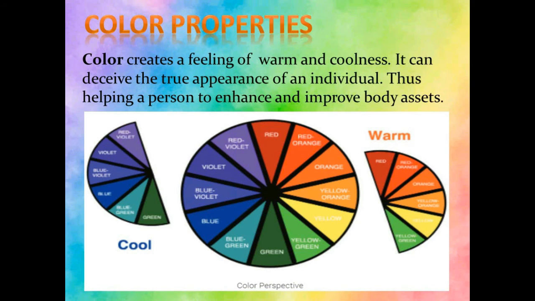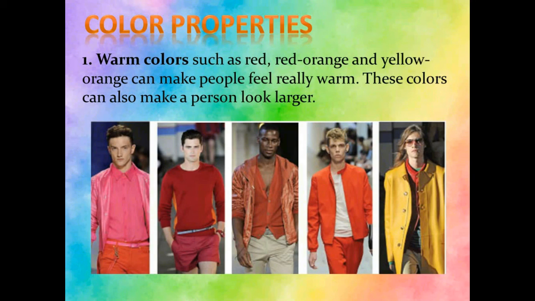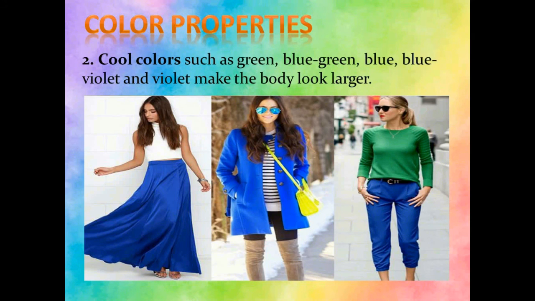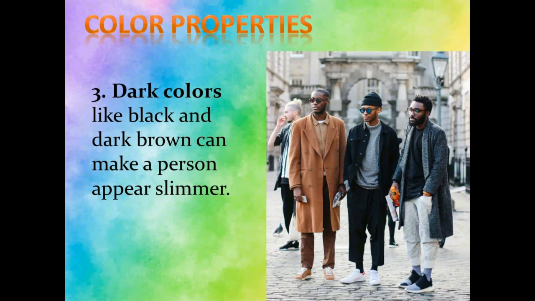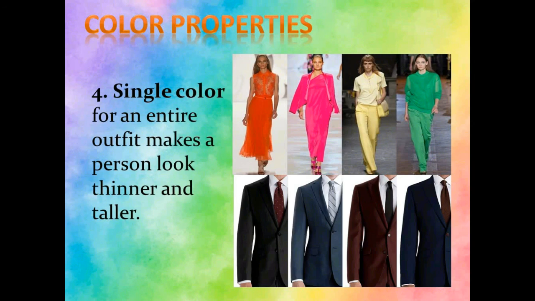We also have the so-called color properties. Color creates a feeling of warmth and coolness. It can deceive the true appearance of an individual, thus helping a person to enhance and improve body assets. Warm colors such as red, red-orange, and yellow-orange can make people feel really warm. These colors can also make a person look larger. 2. Cool colors such as green, blue-green, blue, blue-violet, and violet make the body look smaller. 3. Dark colors. Black and dark brown can make a person appear slimmer. 4. We have the single color. Single color, when used for an entire outfit, makes a person look thinner and taller.